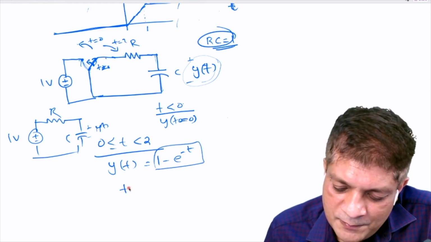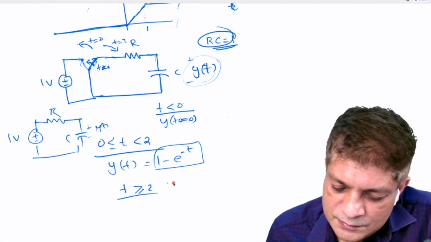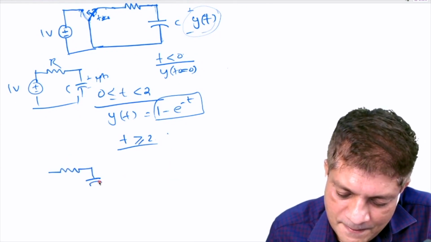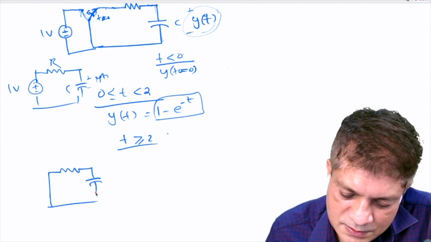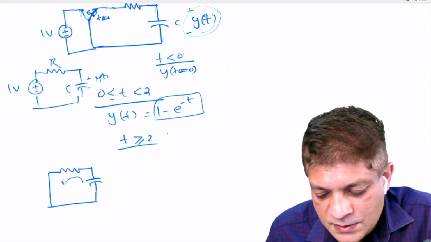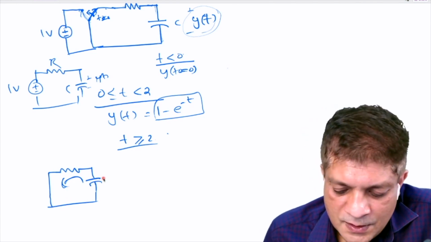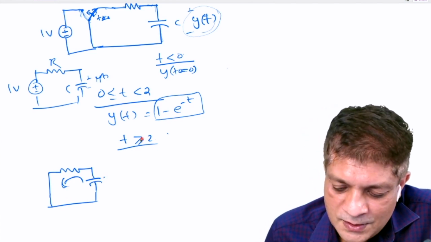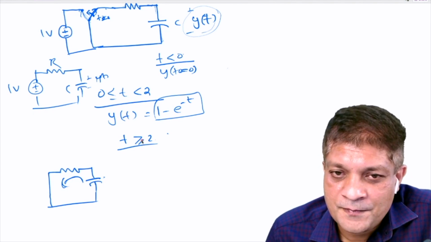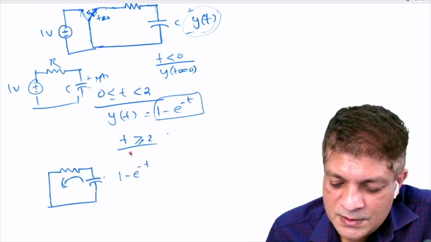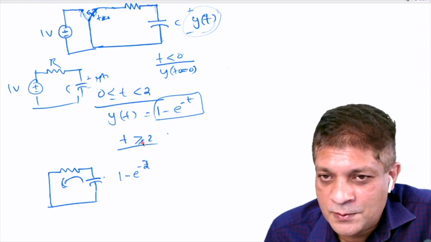Now what will happen for t greater than or equal to 2? What is the equivalent circuit? It will discharge. The capacitor will discharge through this resistor. Now what is the initial voltage at t equal to 2? So 1 minus e to the power minus 2. Now tell me, what is the expression for t greater than 2?